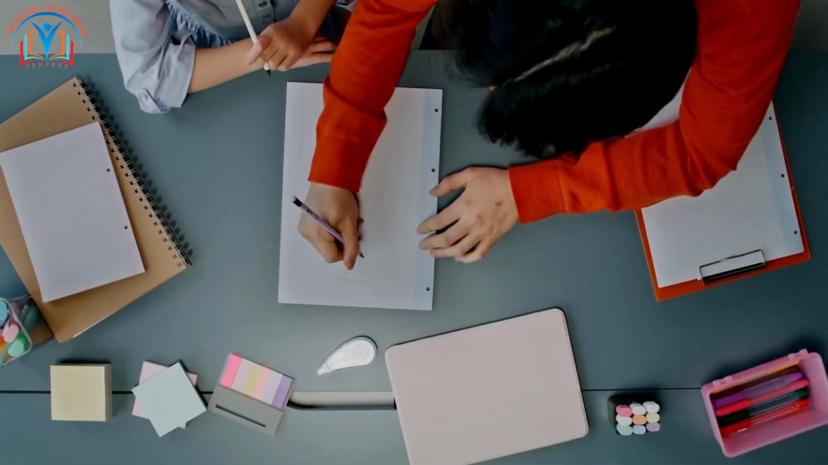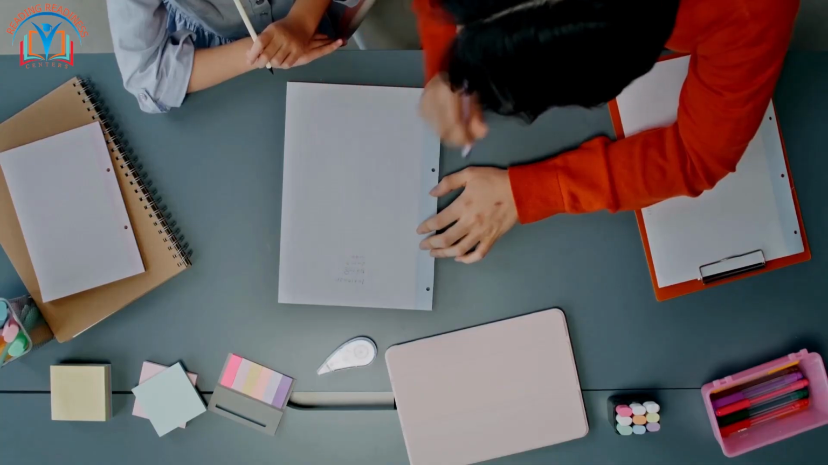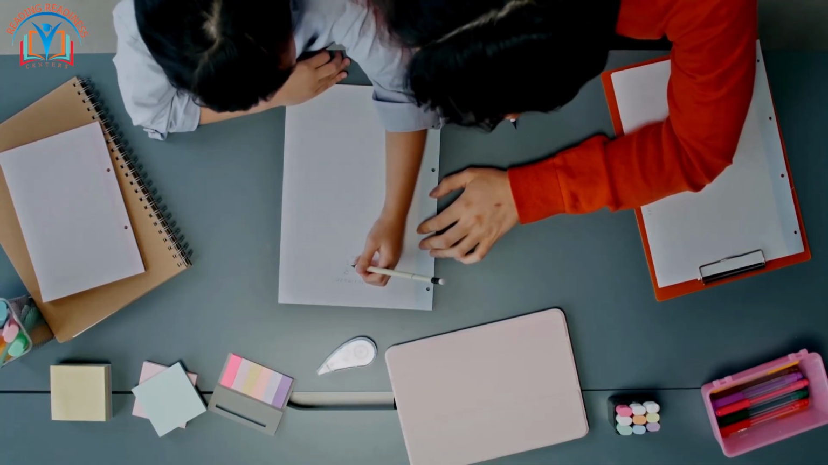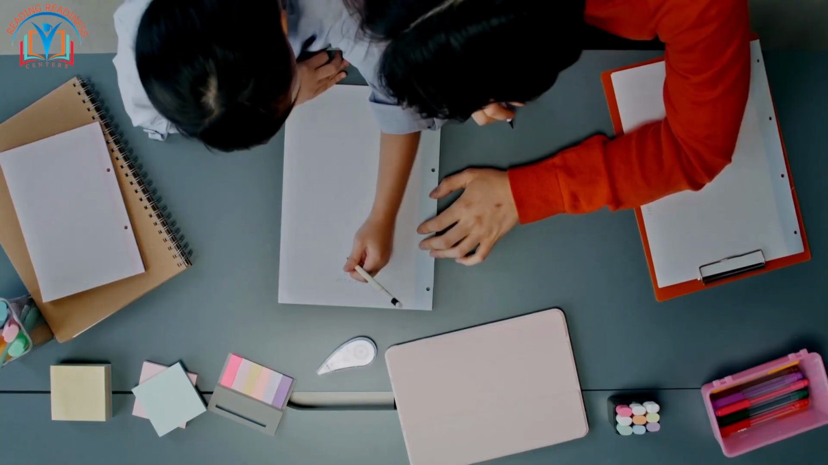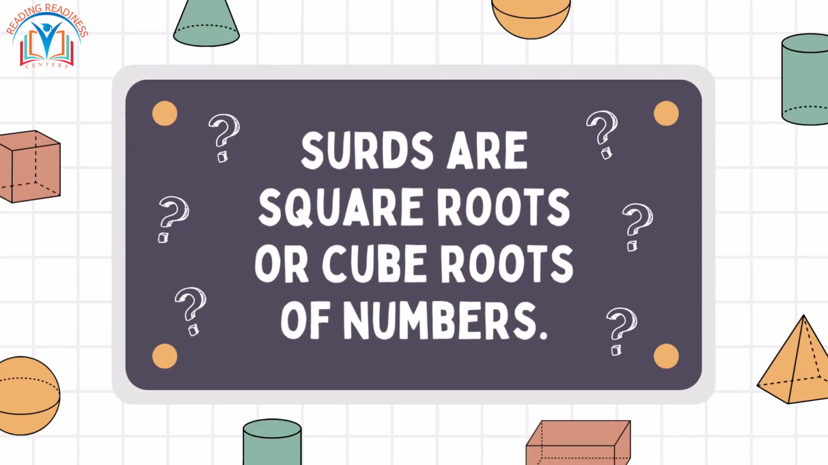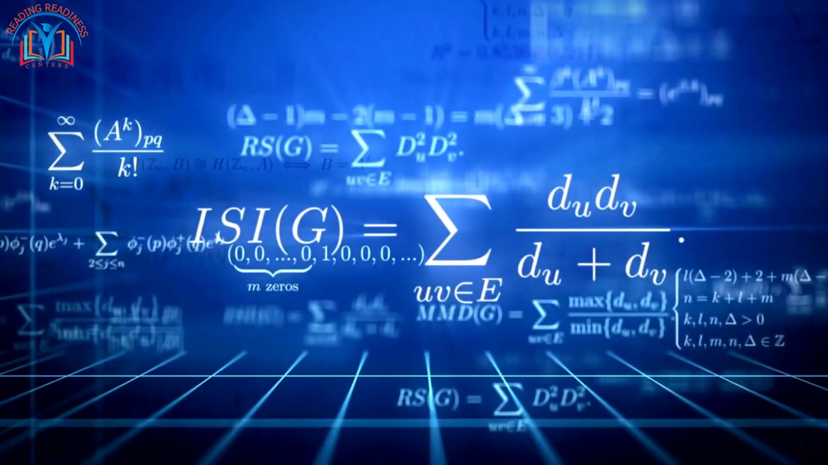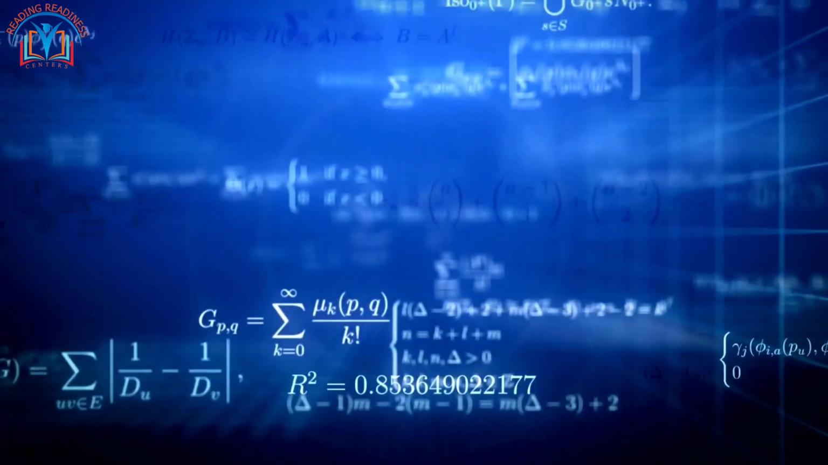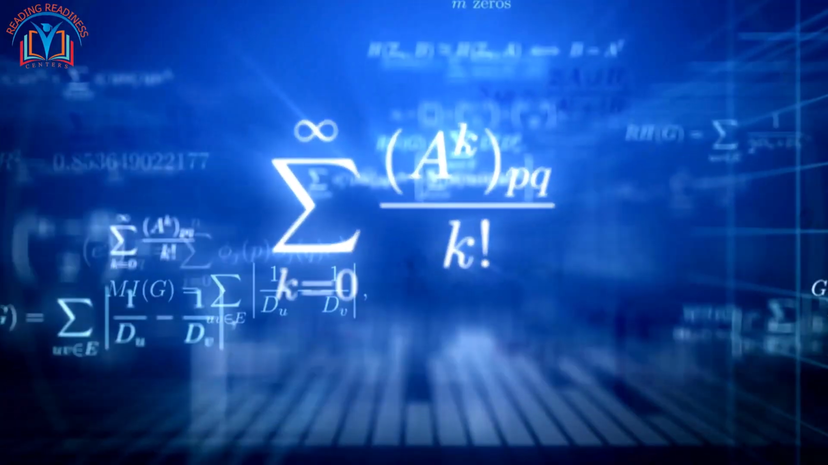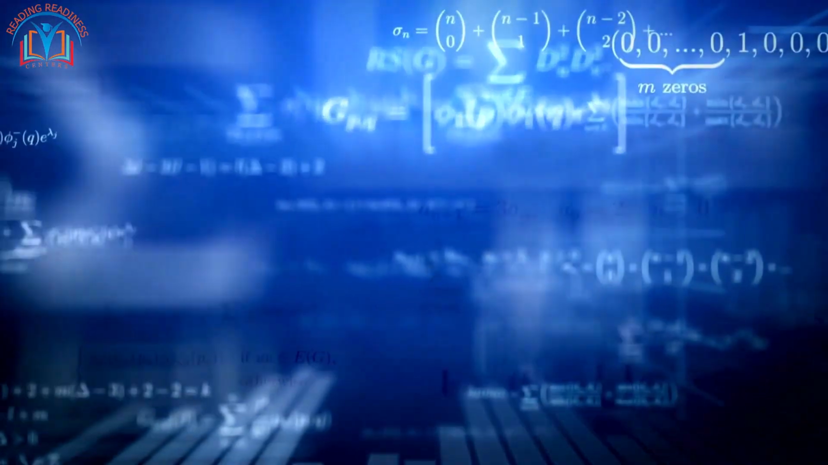Today, we are going to explore the fascinating world of surds. Are you ready to discover the magic of square roots and cube roots? So, what are surds? Simply put, surds are square roots or cube roots of numbers. They are like special numbers that help us solve problems and understand the world around us. Surds are used to simplify complex expressions and solve equations that involve square and cube operations.